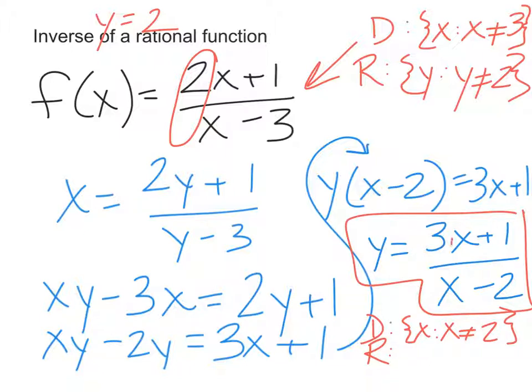And then the range, we divide the leading coefficients, 3 over 1. The range is everything y such that y is not equal to 3. Notice the range of the inverse was the domain of the original, and the domain of the inverse is the range of the original function.